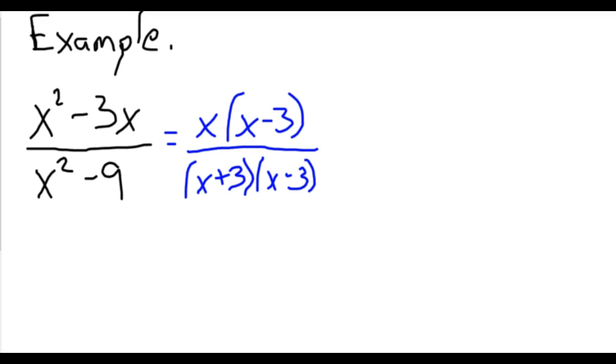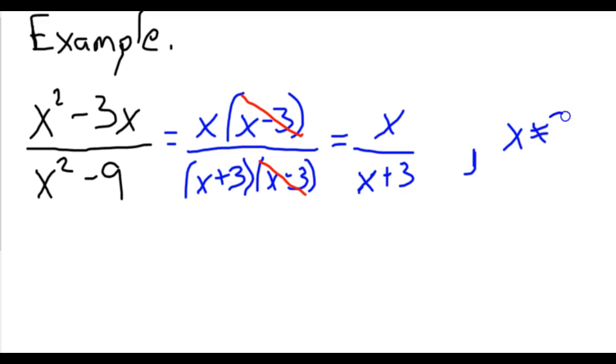So if we want to write this in reduced form, we're looking, is there anything in common with the numerator and the denominator? If we look, we have a factor of x minus 3 and a factor of x minus 3, so we can cancel those out. If we do that, in the numerator we're left with x, the denominator is x plus 3. There's one condition that we need to write, and that is we put a comma, and we write x cannot be equal to 3.